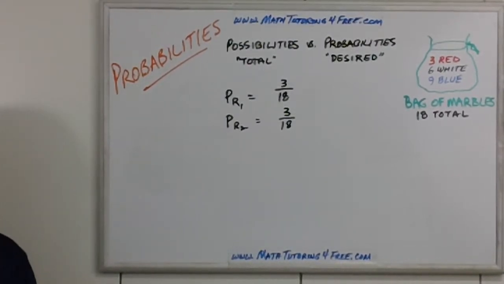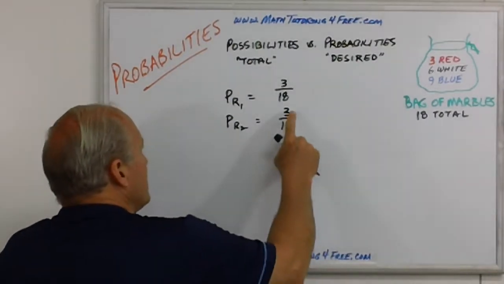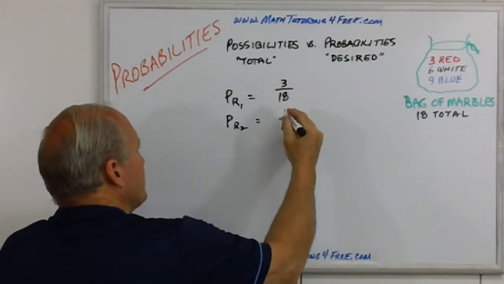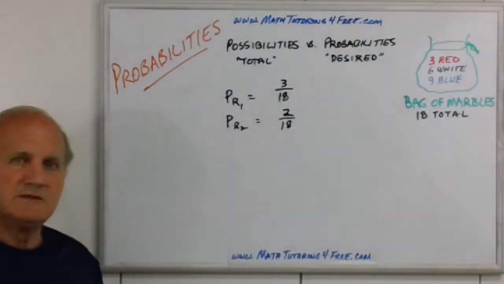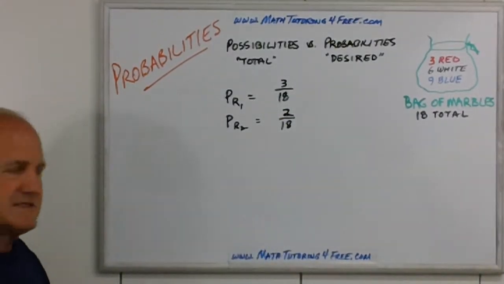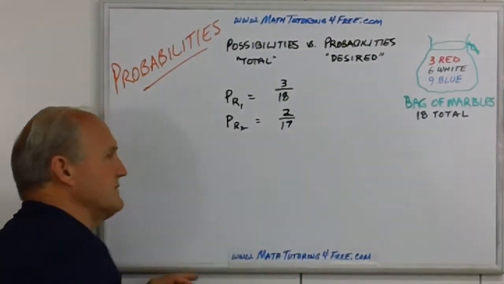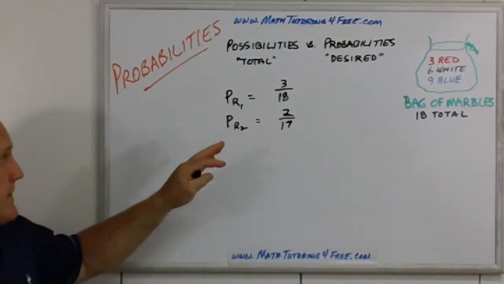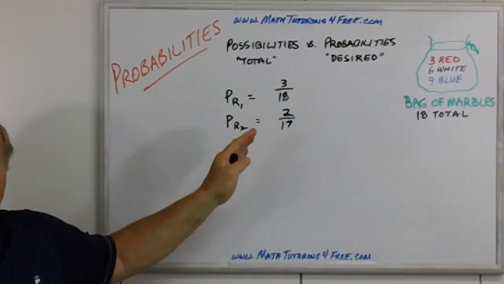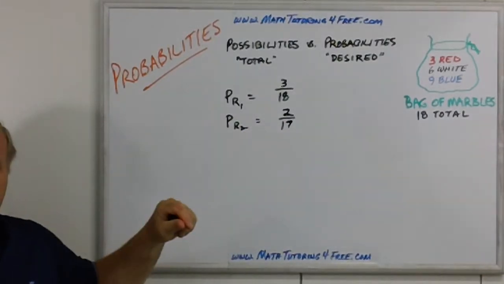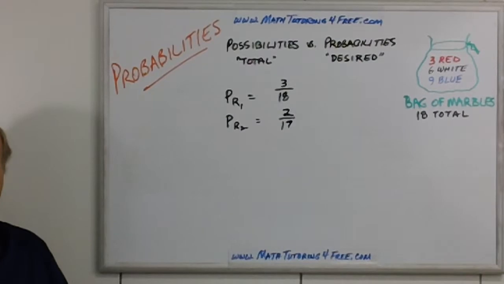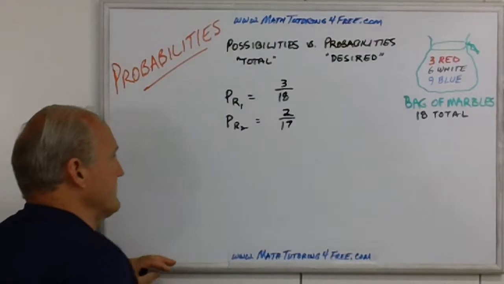What if we didn't replace it though? We drew 1 out, a red, and then we didn't put it back in again. How many reds are in there at that time? Well, in that case, we've only got 2 reds, don't we? And what's our total? It's not 18 anymore, it's 17 because we left that one out. So, can you see where the probability of pulling out 2 red marbles is going to be dramatically different if you replace it or you don't replace it? Let's figure those.